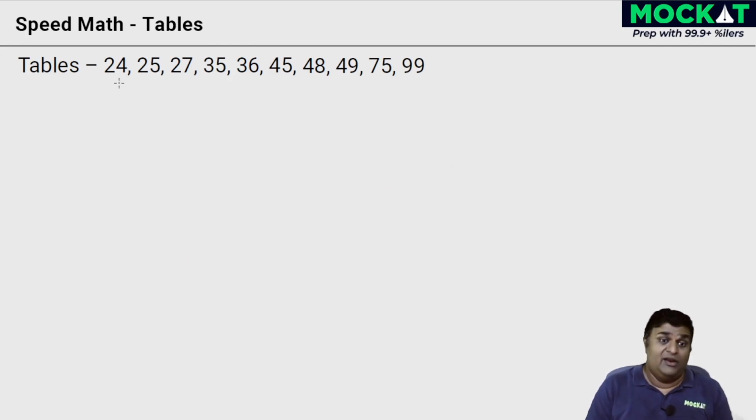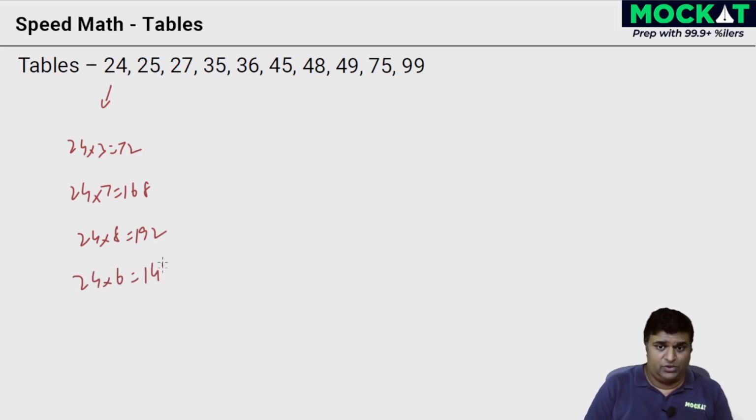Now a few other tables which I need you to memorize. It's going to be the 24 tables which I just spoke about. 24 into 3 is 72, at least till about 8 you should know. 24 sevens are 168, we saw that. 24 eights are 192. 24 sixes are 144, that helps a lot.